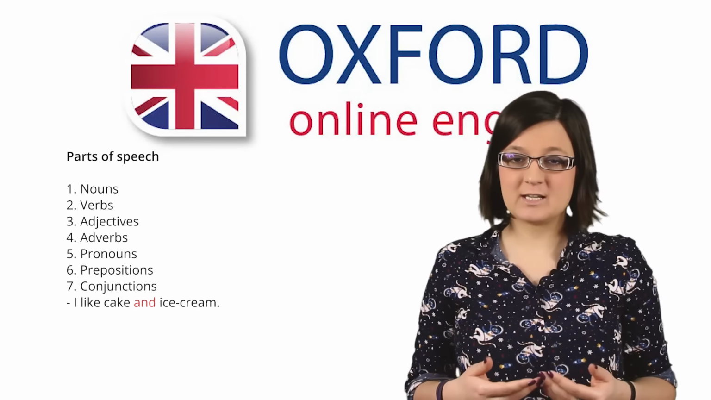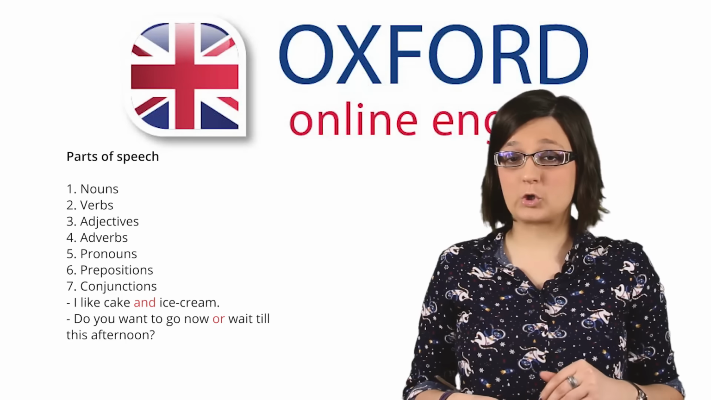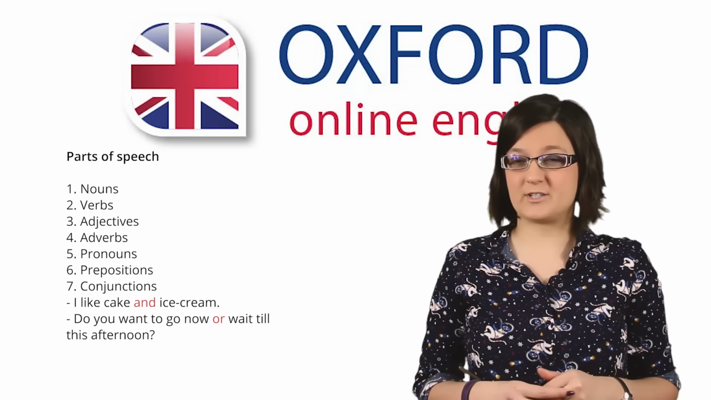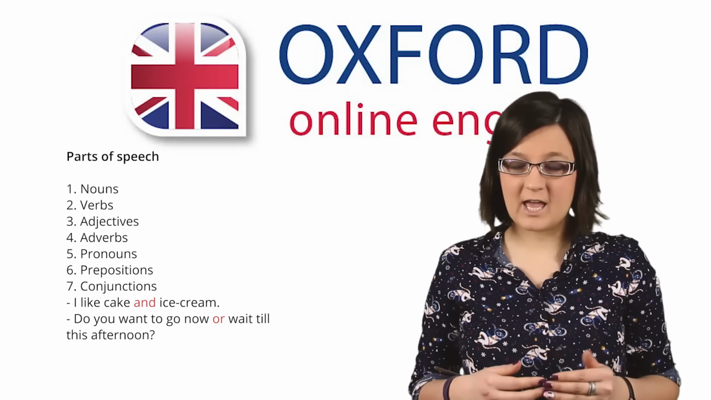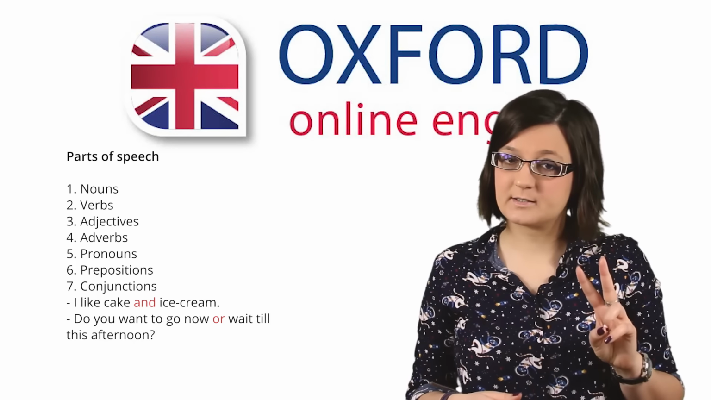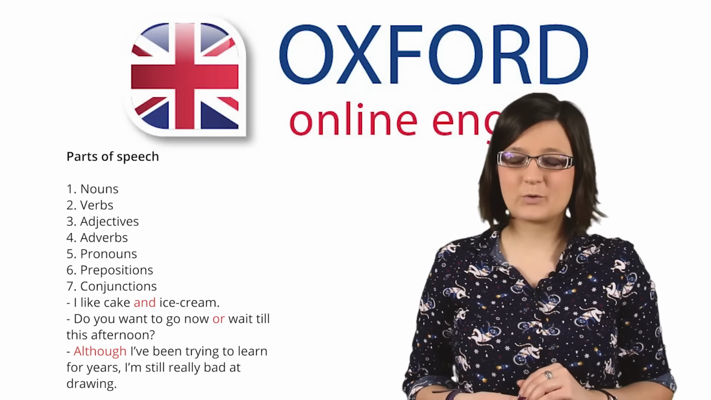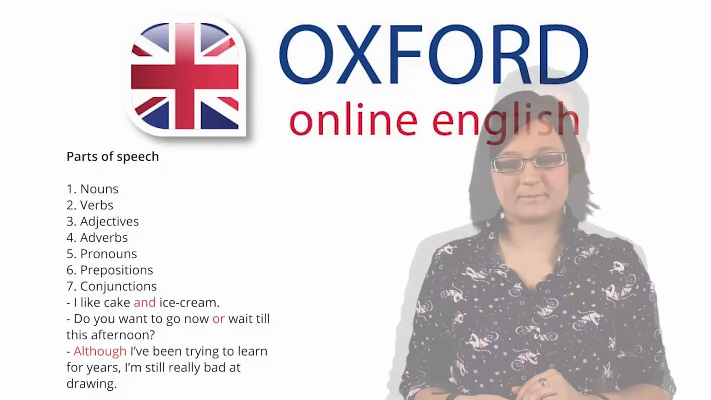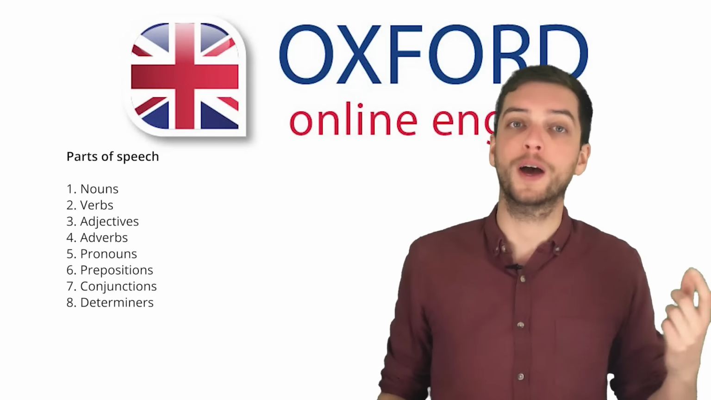A conjunction can connect two phrases. Do you want to go now or wait till this afternoon? You can also use a conjunction to connect two clauses. Although I've been trying to learn for years, I'm still really bad at drawing. Number 8. Determiners. Determiners go before a noun.